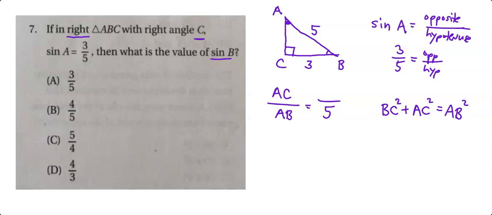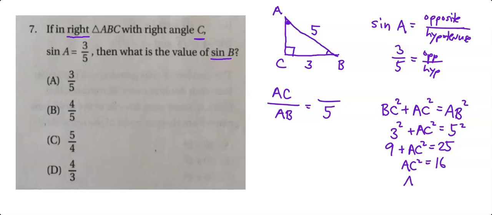So BC squared would be 3 squared. AC squared, we don't know yet. And AB squared is 5 squared. So this is going to be 9 plus AC squared equals 25. Subtract 9 from both sides. We have AC squared equals 16. So AC is 4. So coming back over here, the sine of B is going to be 4 over 5, which is answer B.